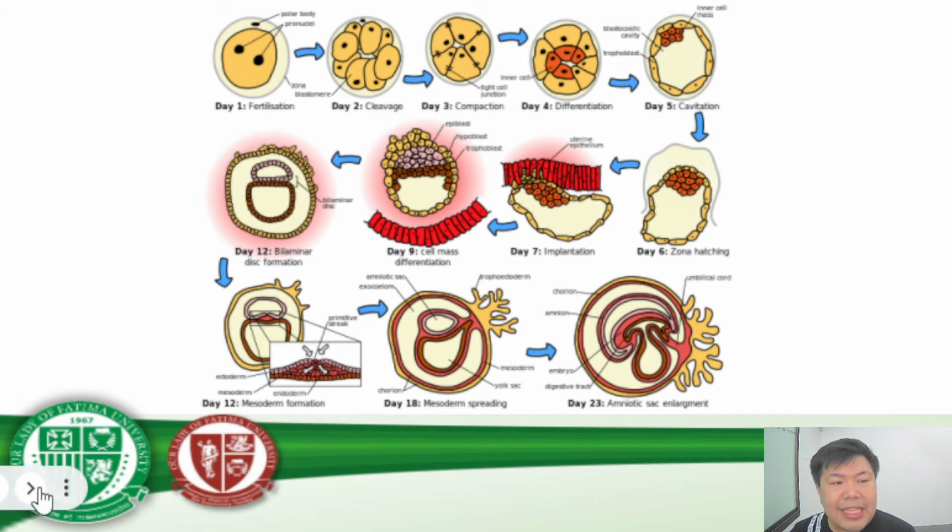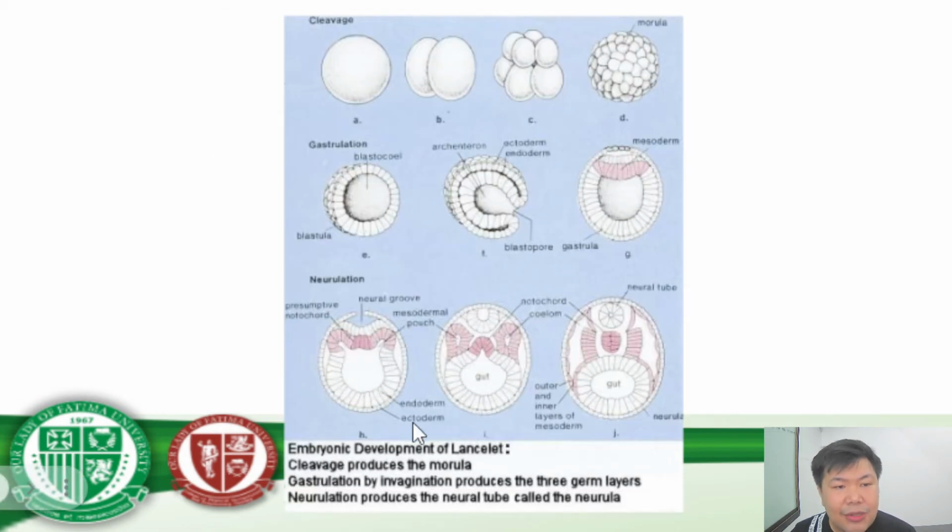So, what is the Trilaminar Formation? Ito siya guys, no? Your ectoderm, no? Which is the outer layer. You have your endoderm, which is the internal layer, and your mesoderm, which is the middle layer.